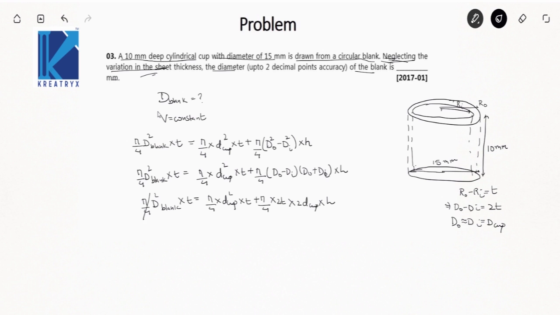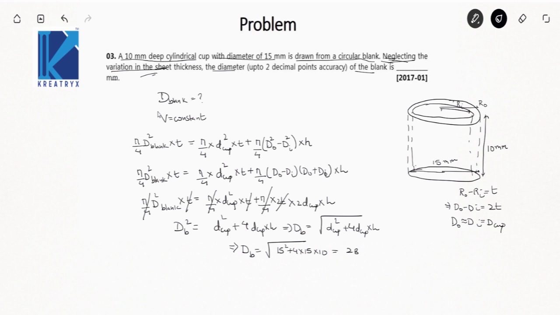Now cancelling both sides, π/4 gets cancelled, thickness gets cancelled, so it becomes d_blank² equals d_cup² plus 4 times d_cup into h, which we can write as d_blank equals under root of d_cup² plus 4 d_cup into h. Now substituting all the values, we get d_blank as under root of 15² plus 4 into 15 into 10. Solving it, we get 28.7228 mm, and they have asked it in mm only, so this is the right answer.